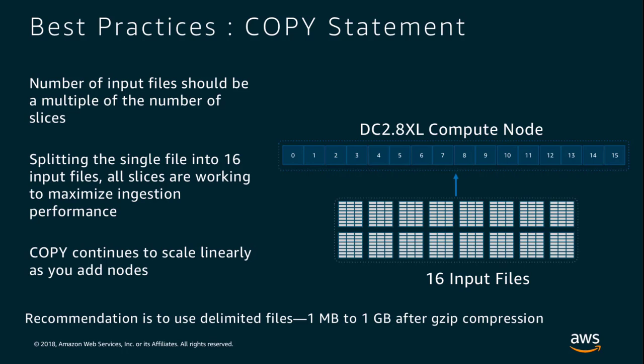Our recommendation for loading data with the copy statement is to use delimited files, and these files ideally should be somewhere between 1 meg and 1 gig after gzip compression.